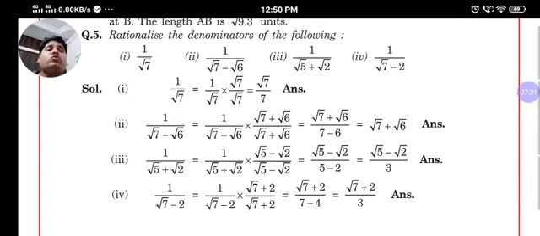So 1 into root 7 plus root 6 is the numerator, and in the denominator root 7 minus root 6 into root 7 plus root 6. We use the identity of a minus b and a plus b. So the square of root 7 is 7 and the square of root 6 is 6. 7 minus 6 is 1. Therefore the answer is root 7 plus root 6.